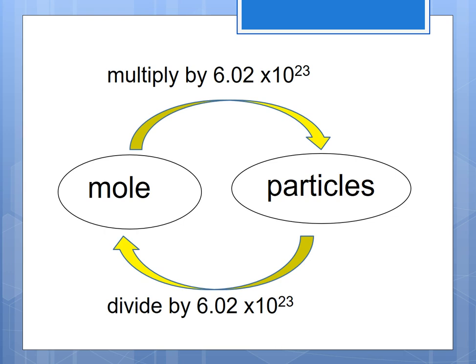So let's have a look at our very last one here, where we're looking at how we structure our calculations. If we are given the mole of substance and we want to know how many particles, we simply multiply by 6.02 times 10 to the 23. Or if we're given the number of particles, we simply divide by 6.02 times 10 to the 23. If we put this relationship into a formula, we get that the number of particles is equal to the number of mole multiplied by Avogadro's number.